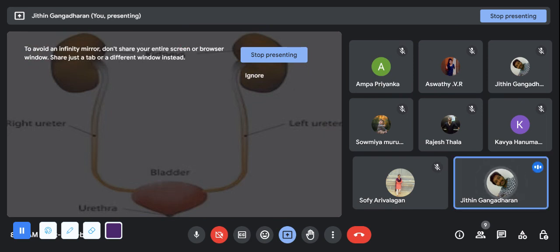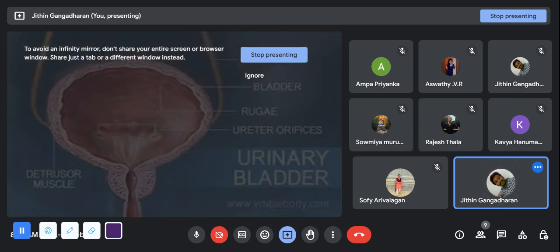Now we have the kidneys, ureters, bladder, and urethra. Now, this is the urinary bladder. So we have the ureter, bladder, and rugae. Why are these rugae there? Due to the presence of rugae, we can accommodate more urine.